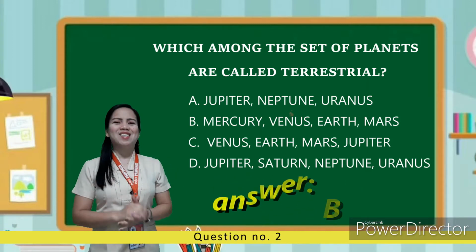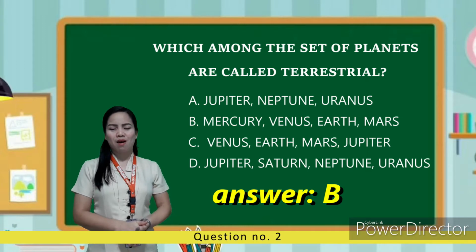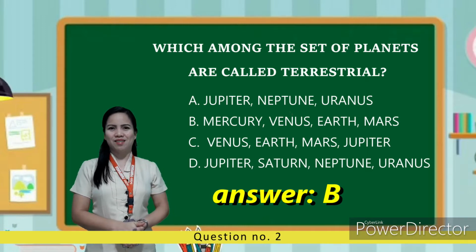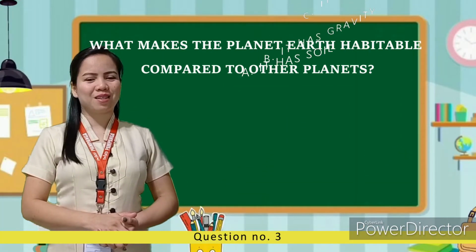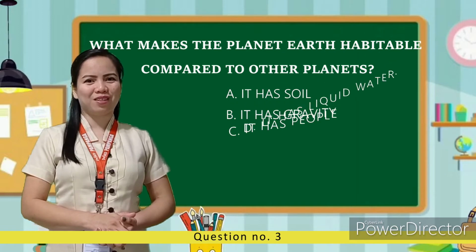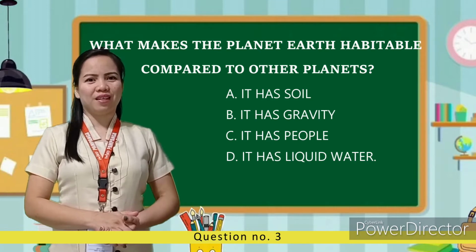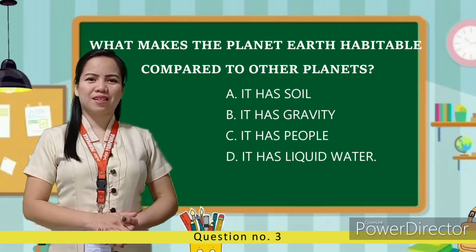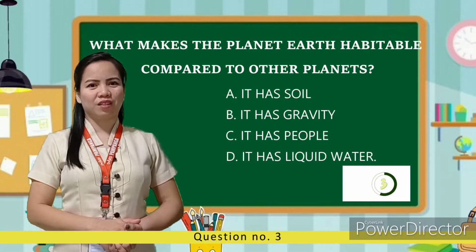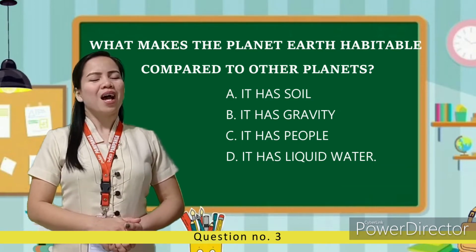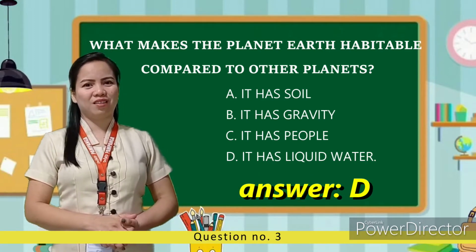Very good! It's letter B. It's Mercury, Venus, Mars, and Earth. Third question. What makes the planet Earth habitable compared to other planets? A. It has soil. B. It has gravity. C. It has people. D. It has liquid water. Amazing! It's letter D. The planet Earth has liquid water.